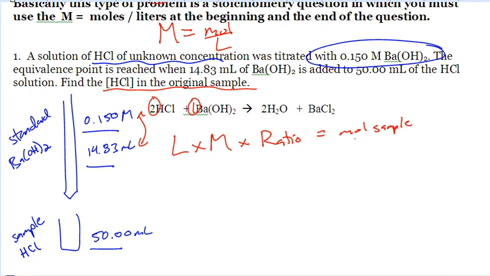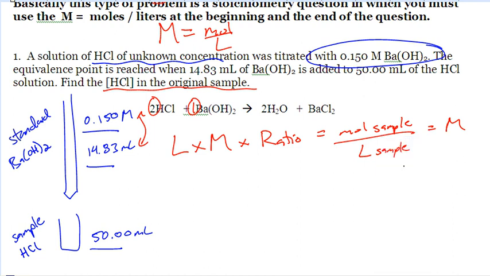You have your moles of your sample, you can divide it by your liters of your sample, and you will end up with the molarity of a new compound, in this case HCl. So this is just stoichiometry with molarity. We're not using grams, we're not using molecules, we're not using liters at STP, we're not using individual atoms.